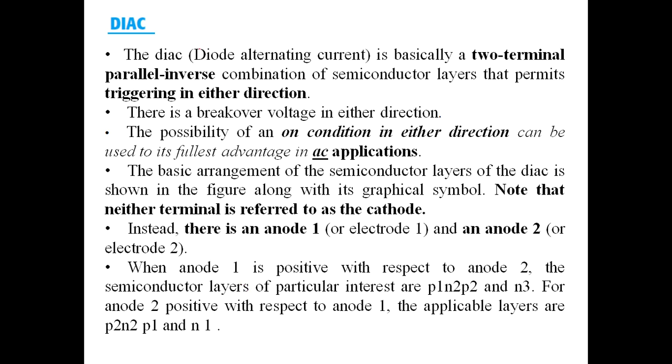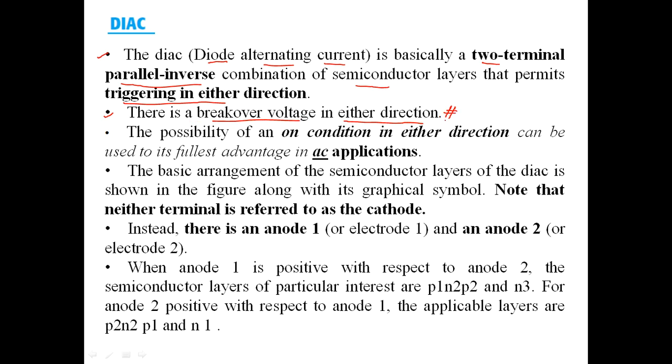A diac is basically a diode alternating current. It is a two-terminal parallel inverse combination of semiconductor layers that permits triggering in either direction. So there are many keywords involved here, so we'll try to break them down and understand. Just to go through some of the important points, it says that there is a breakover voltage in either direction. This point is extremely important for us.